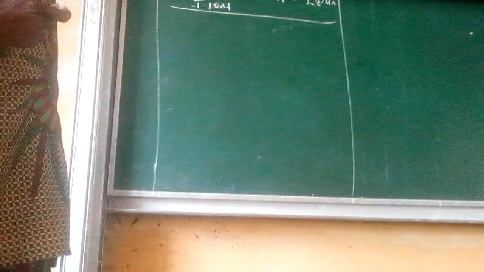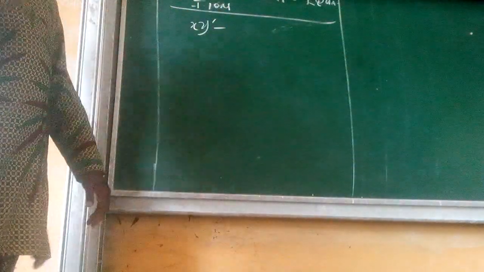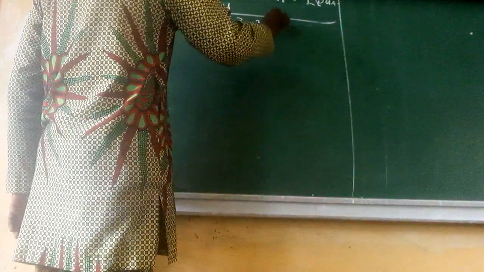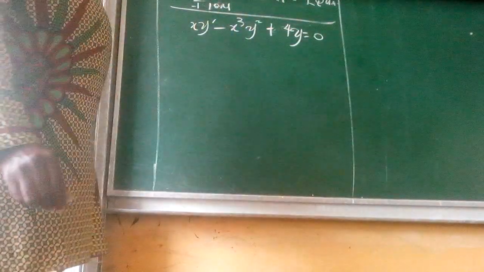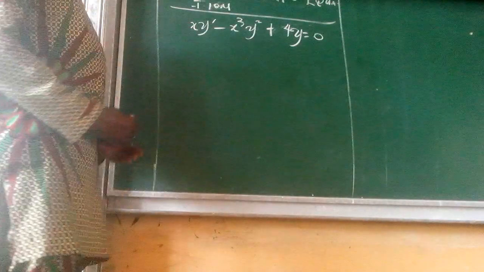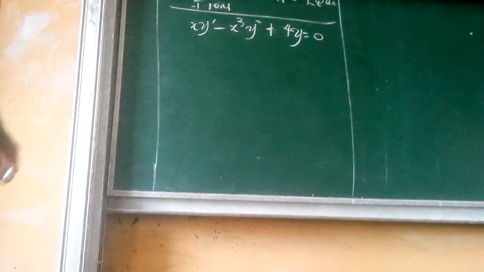If, for example, we are given a question x y prime minus x cubed y squared plus 4y equal to 0. Assuming you are given this question and you are expected to solve it based on Bernoulli's relationship or general solution expression.